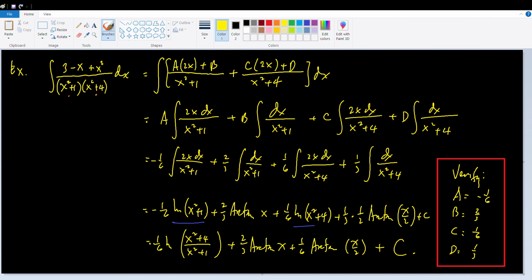As an exercise, you work on the following integral.